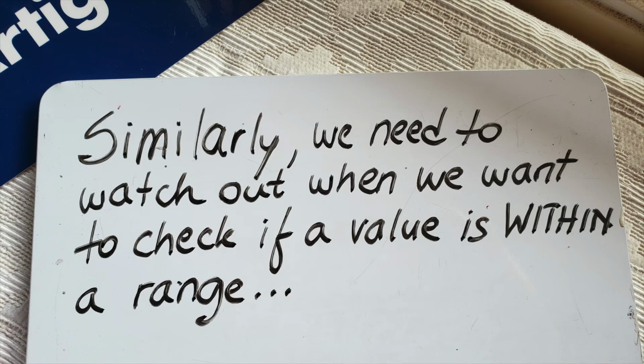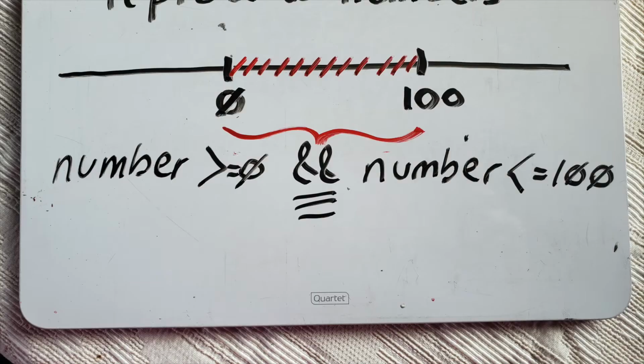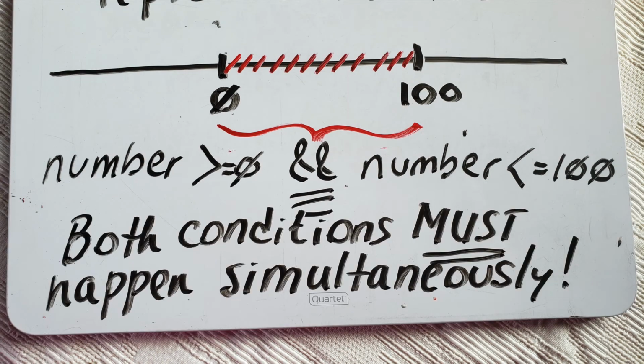Similarly, we need to watch out for not using the wrong symbol to connect two conditions when we want to find out if a number is within a range. So within a range, we need to use AND. If n is greater than or equal to 0 and n at the same time is less than or equal to 100, it means that the number is within the range 0 to 100. So it is in that red area. All the numbers in the red area are greater than or equal to 0 and at the same time less than or equal to 100. So both conditions happen simultaneously.